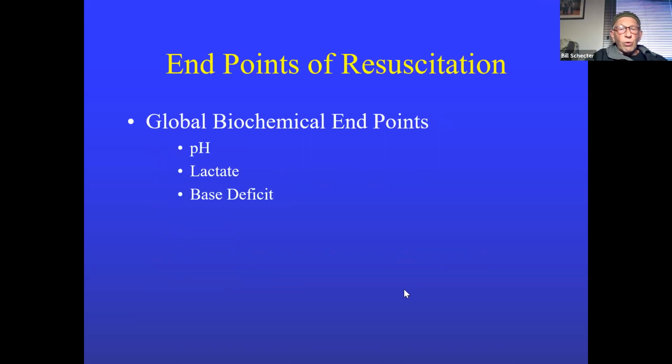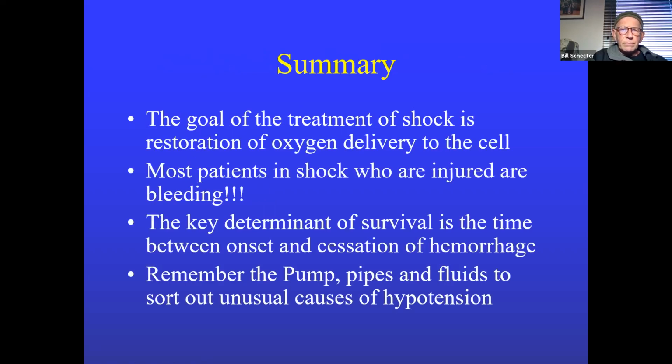And then there are, of course, global biochemical endpoints. In other words, if our patient is acidotic, there's a low pH, a high lactate level, a high base deficit level, that's an indication of anaerobic respiration. And if the pH, the acid-base status, improves with resuscitation, that's evidence that we are moving in the right direction in terms of resuscitation. But we have clinical endpoints, we have physiologic endpoints, and we have biochemical endpoints. So in summary, the goal of treatment of shock is restoration of oxygen delivery to the tissues.